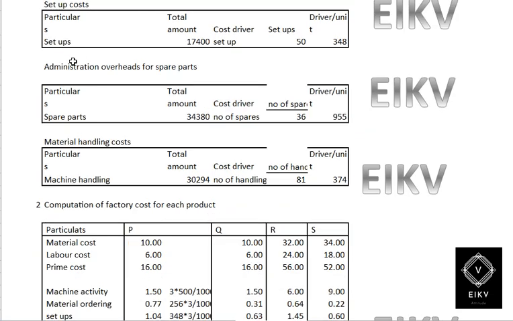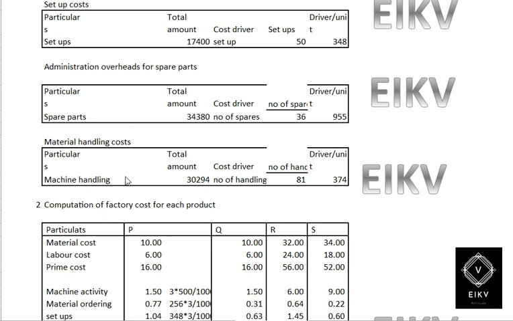Now we have administration overhead for spare parts. The total cost of spare parts will be 34,380, and the cost driver is number of spares. Therefore, the number of spares for the production of the four products will be 36. Therefore, 34,380 divided by 36 will give you 955 as cost driver per unit.